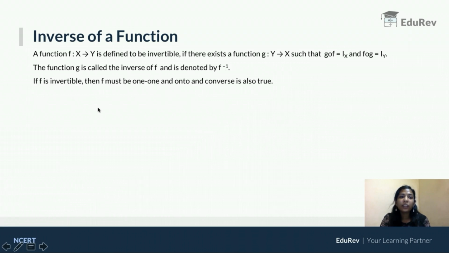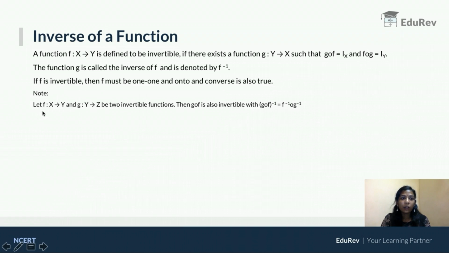And one can say the function is invertible if and only if it is both 1, 1 and onto, or it is bijective. Even the converse is true. That means if the function is 1, 1 and onto, or bijective, then only the inverse exists. Note, there is another thing you have to remember. If f is from x to y and g is from y to z, if these both are invertible functions, then g circle f is also invertible. The composite function is also invertible and its inverse, g circle f whole inverse, can be written as f inverse circle g inverse. The proof you can check in the note section.